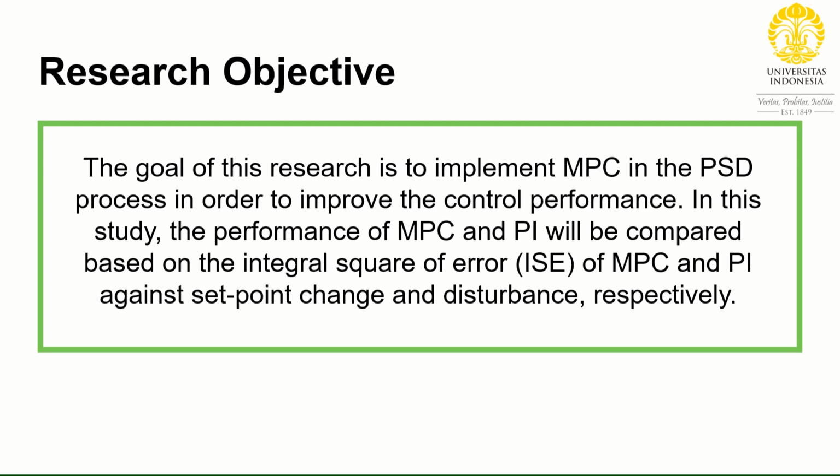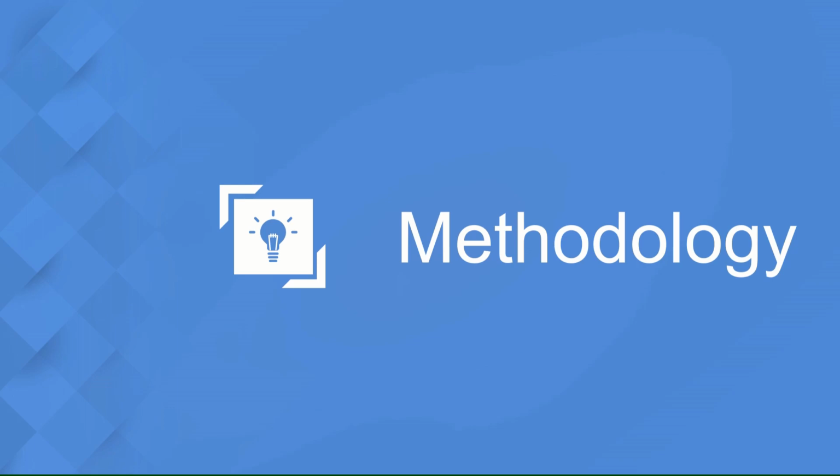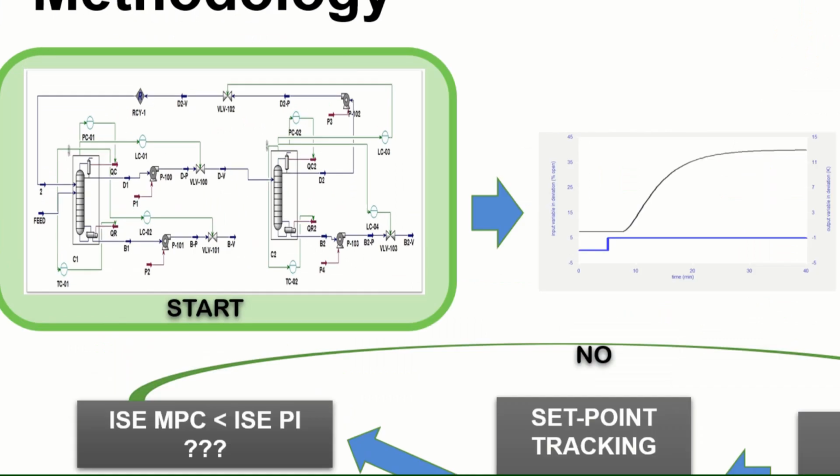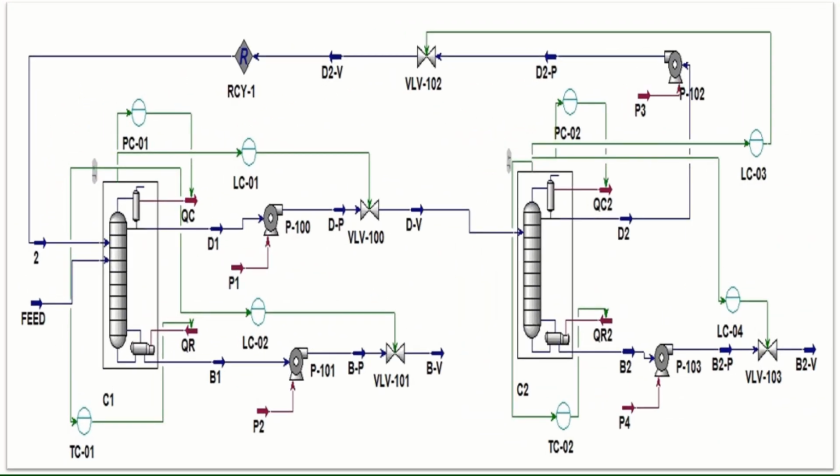In this study, the performance of MPC and PI will be compared based on the integral square of error of MPC and PI against set point change and disturbance respectively. In this research, we use HYSYS to simulate the process and also the control system. PID control is tuned by auto-tune that is available in HYSYS. So this is the PSD scheme in HYSYS. All temperature and pressure controllers use PI control, but for liquid level we use a P only controller.